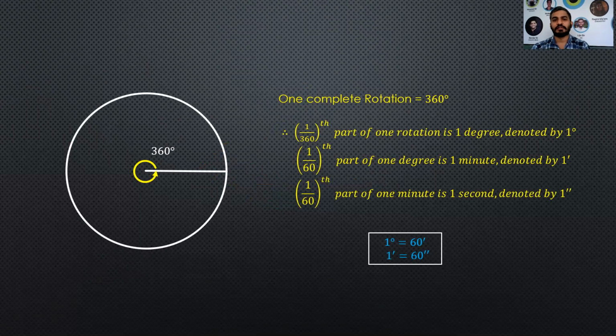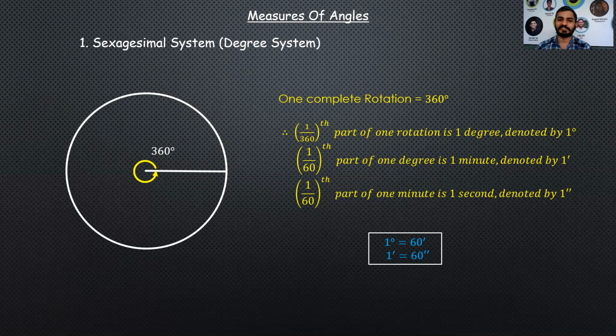Yes, as you can see, there is some animation problem. How to measure an angle? Till 10th standard, we have known that the unit of measurement of an angle is degree, also called the sexagesimal system. If I draw a circle, a complete rotation is 360 degrees. If I divide that into 360 equal parts, each part is called 1 degree.